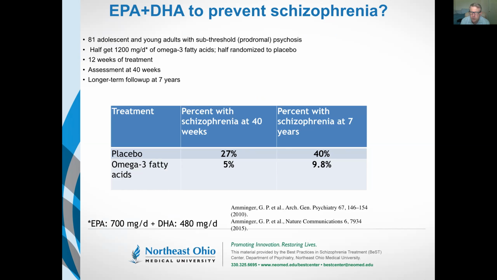Interestingly, only 12 weeks of treatment during this prodromal period appeared to have produced lasting protective benefits. If you follow up the patients at 7 years, then 40% of the prodromal individuals on placebo converted to a schizophrenia diagnosis, and just 10% of those who had received 12 weeks of EPA converted.